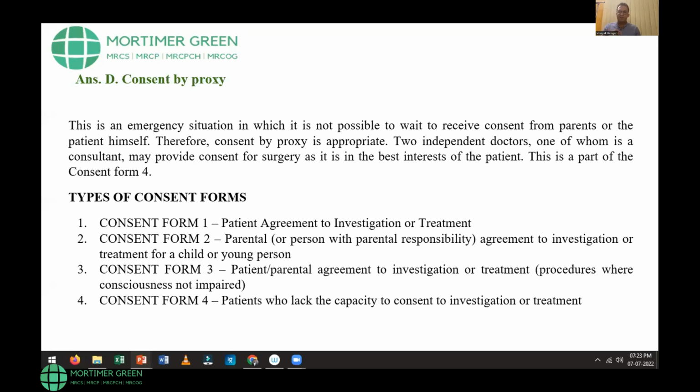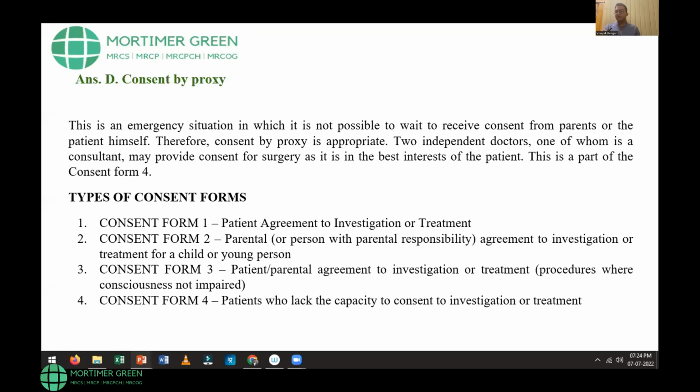So there are 4 types of consent forms in the UK. One is consent form 1, where the patient agrees to the investigation. So this is for normal routine surgeries and routine procedures, which involve GA. Consent form 2 is parental, or person with parental responsibility, agreement for an investigation or treatment for a young child or a young person. Consent form 3 is patient or parental consent, where you are, say, removing a lipoma, where consciousness is not impaired.